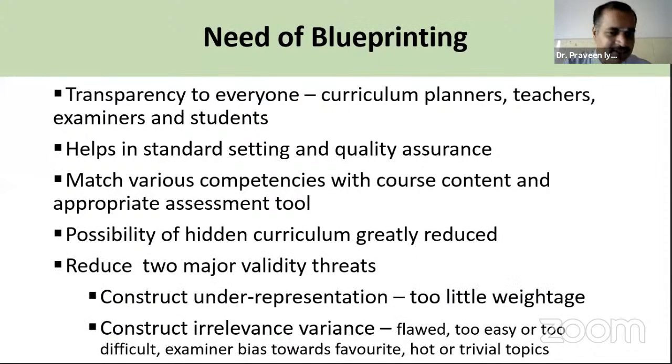It also will help scientifically to reduce two major threats to the validity of assessment. One is what is called construct underrepresentation, where if there are so many topics that have to be assessed, there may be too little weightage provided to a few topics. Blueprinting will help avoid that, to spread out the distribution. Secondly, the second threat to validity is construct irrelevance variance. Now, having the competency document in place, and if we are familiar with that, then it is possible to eliminate flawed questions. It is possible to get a balance between too easy or too difficult questions, and it's definitely possible to eliminate examiner bias towards so-called favorite, hot, or trivial topics. We all have favoritism with respect to topics. So if we have blueprinting in place, all this can be avoided. So these threats to validity can be taken care of by blueprint.